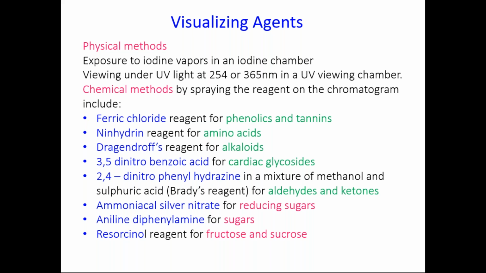So you can use sprays, which are generally sprayed onto the paper and dried. Some examples are ferric chloride for phenolics and tannins, ninhydrin reagent for amino acids, which gives a purple color, Dragendorff's reagent for alkaloids, 3,5-dinitrobenzoic acid for cardiac glycosides, 2,4-dinitrophenylhydrazine for aldehydes and ketones, ammoniacal silver nitrate for reducing sugars, aniline diphenylamine for sugars, and resorcinol reagent for fructose and sucrose. A large number of chemical reagents which react because of the color reactions can be used.